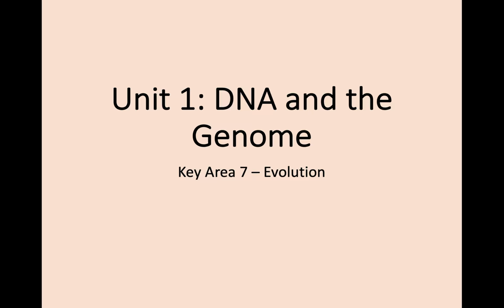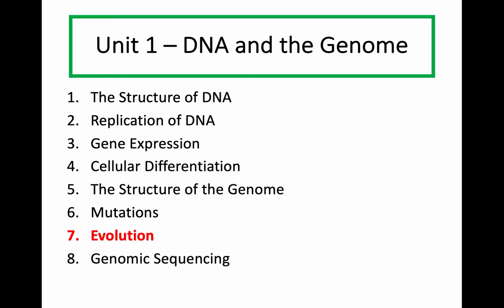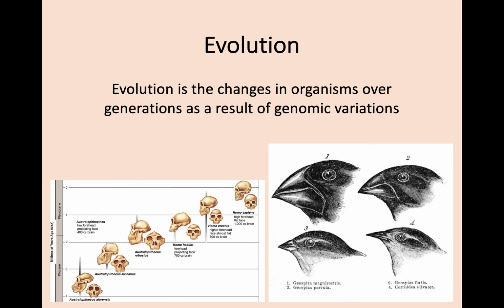Today we're going to be continuing on with Unit 1, DNA in the Genome, and we're going to be moving on to Key Area 7, Evolution. And this really comes after our Key Area 6 Mutations lesson we looked at last time, and we looked at the effect of mutation on evolution. We're going to go into more detail on evolution in this key area, and then we'll finish off next time with genomic sequencing. So just to get started, evolution, you'll have come across it in National 5.